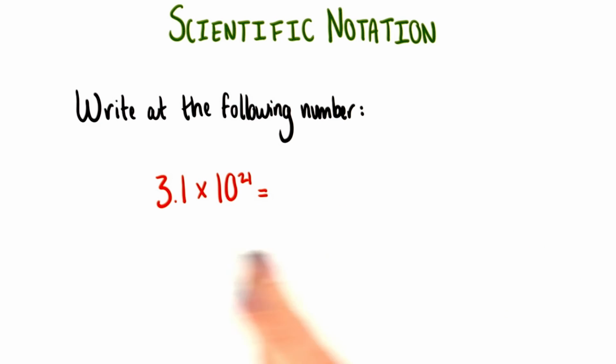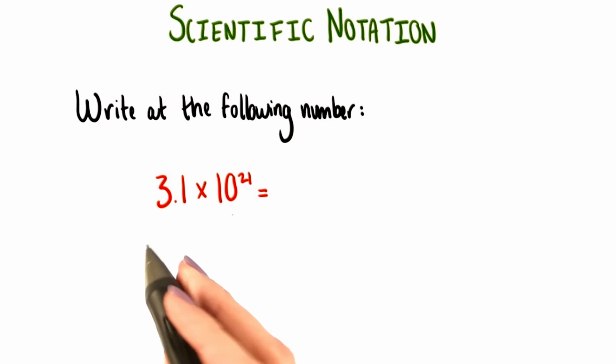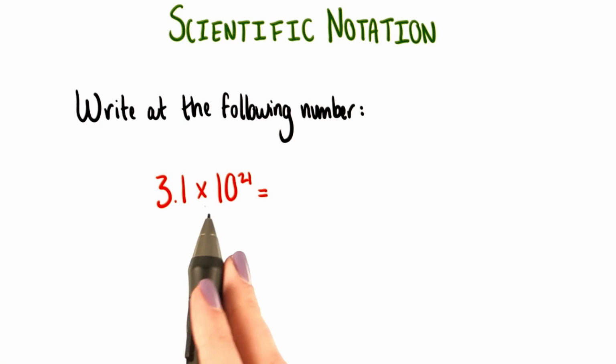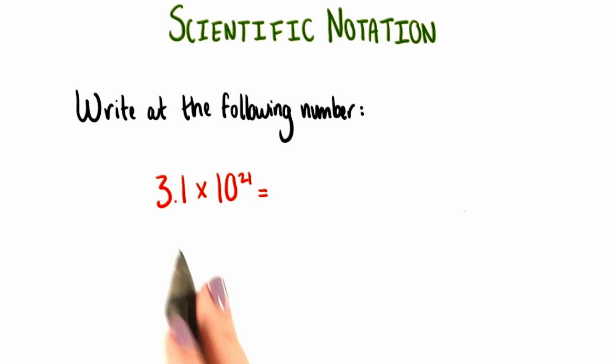To give you a chance to try out what we've been talking about, see if you can write out that number that we had at the end of the last question, 3.1 times 10 to the 21. How would you write this out using our normal number notation, not scientific?